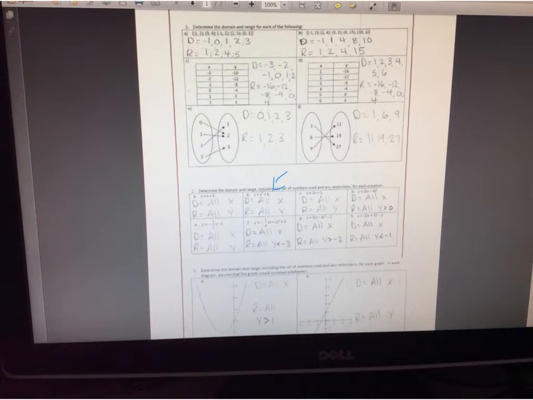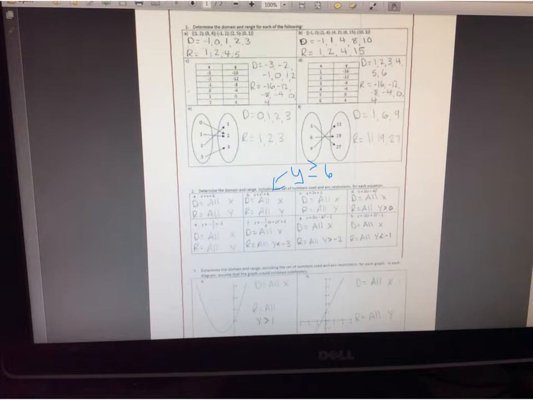If I put in minus 1, for instance, I'm going to get minus 1 squared equals 1, so 1 plus 6 equals 7. So the lowest possible range, the lowest possible y value is going to be 6 there. So what you want to write for the range is that y is always greater than or equal to 6.